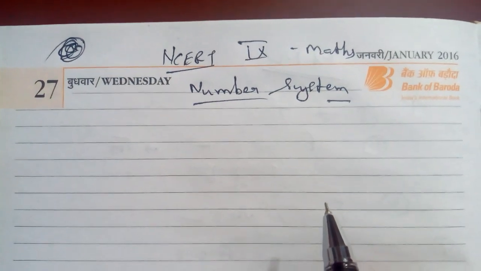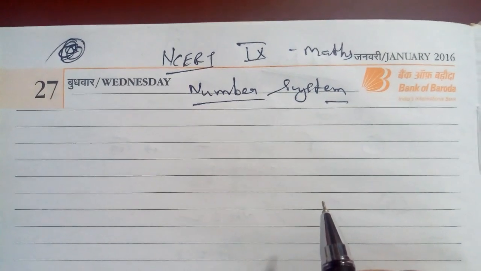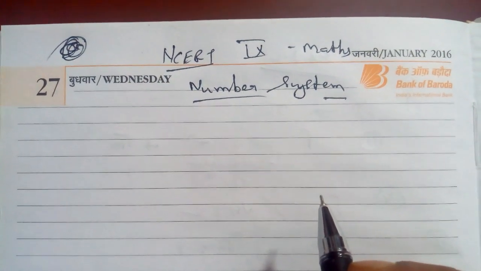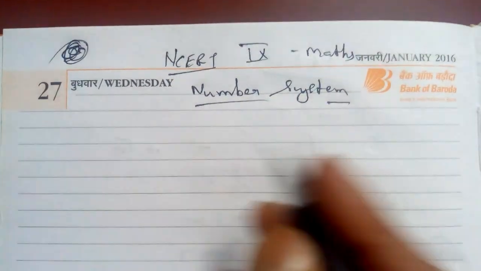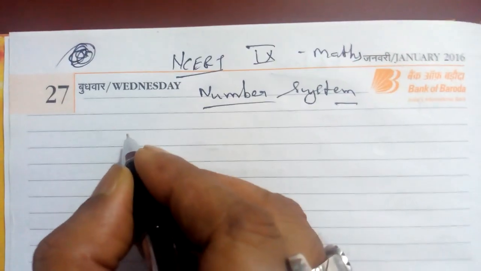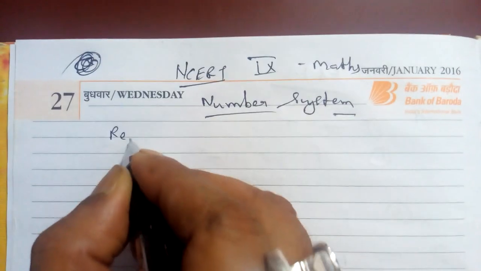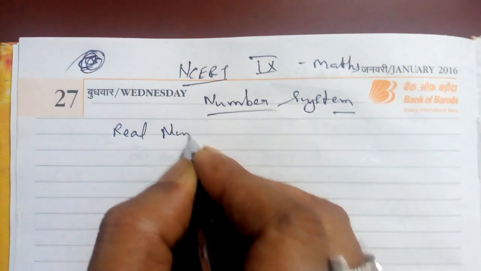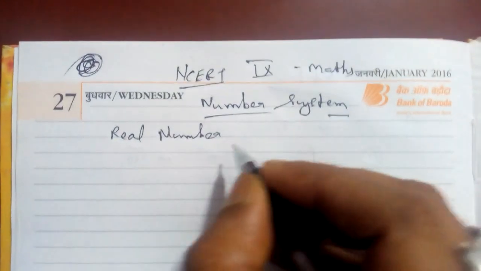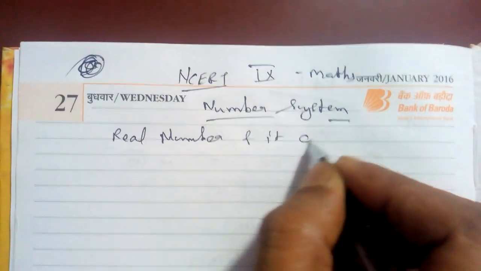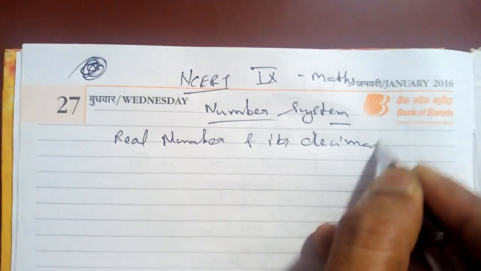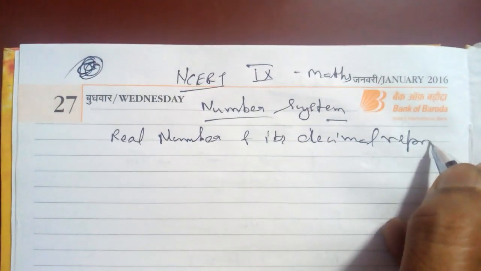In the previous lecture I gave you the solution of exercise 1.2. Now we will see some decimal numbers: real numbers and their decimal representation.